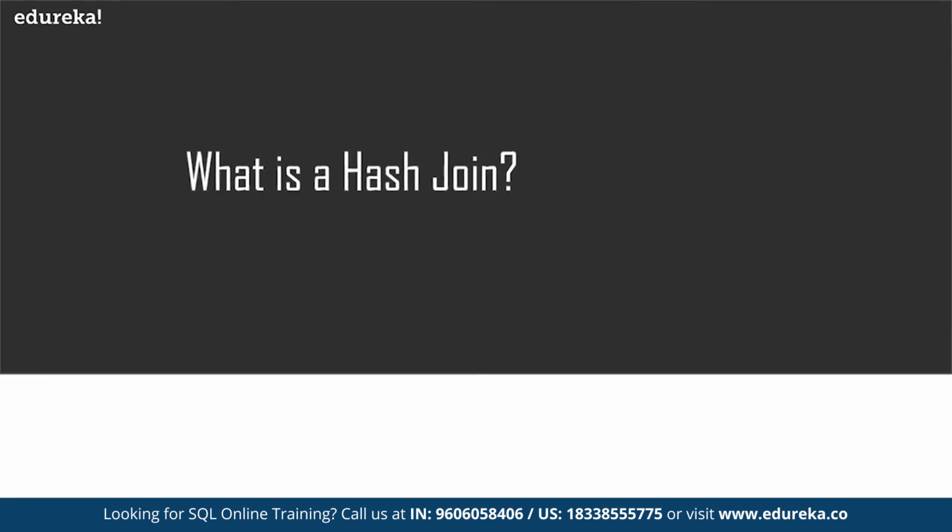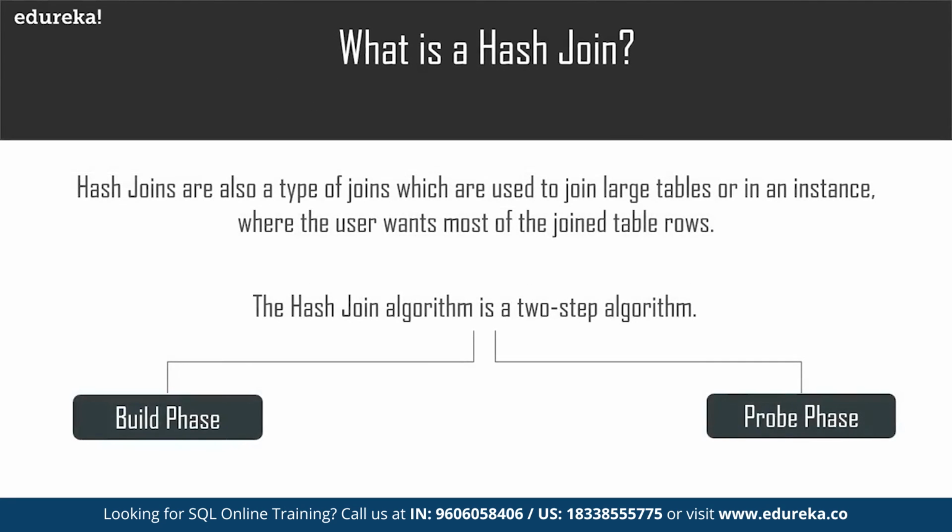Now let's move forward with our next question, that is, what is a hash join? Now hash joins are also a type of join which is used to join large tables or an instance where the user wants most of the joined table rows. So whenever the user wants most of the joined table rows, or when you want to join two large tables, you basically use this type of join, that is the hash join.